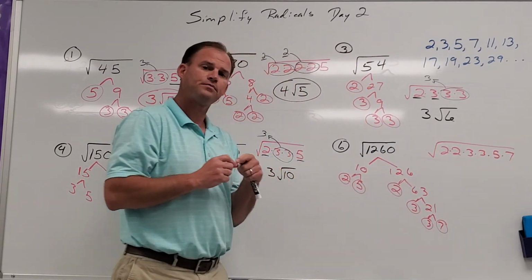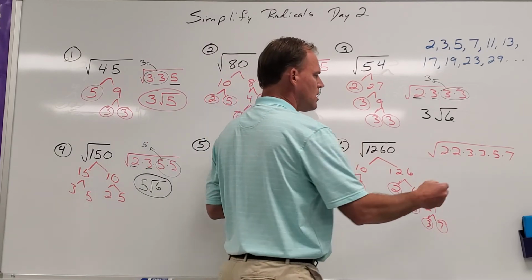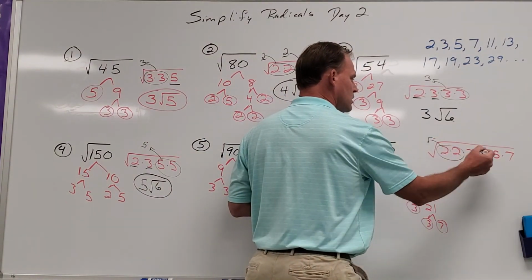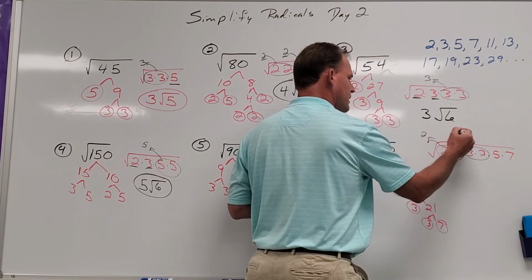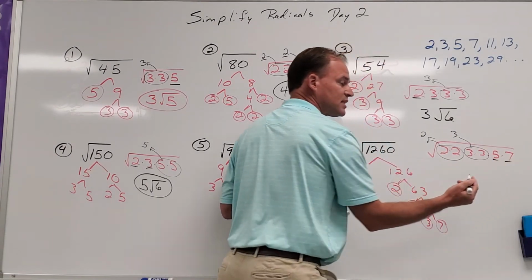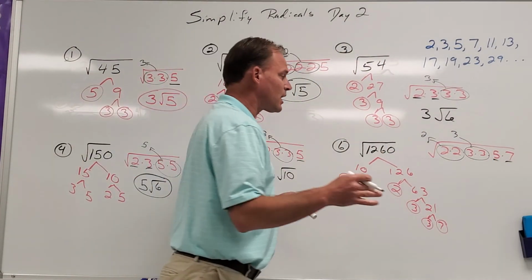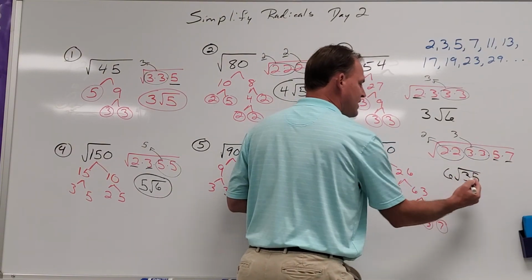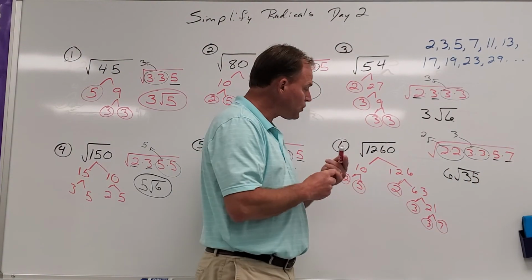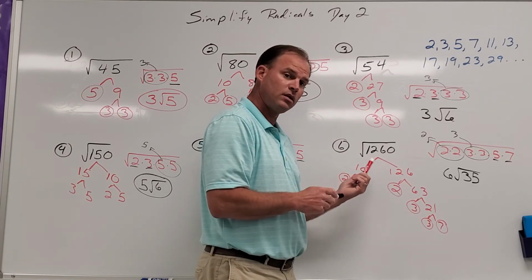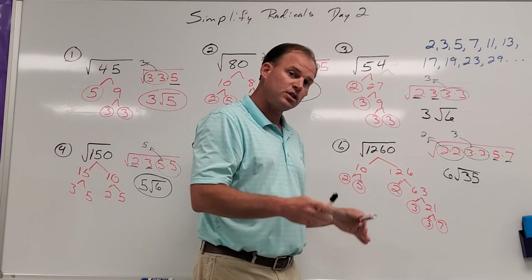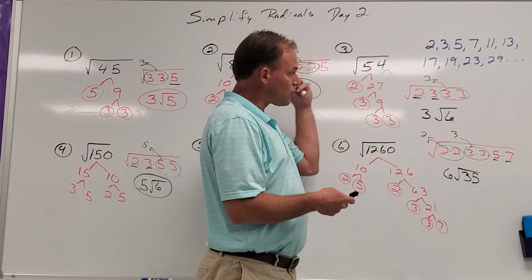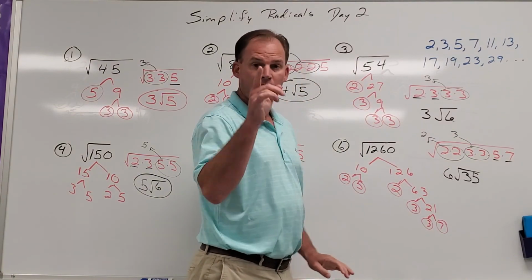So there we go. Find pairs. Pair of 2's. Pair of 3's. Makes a 2 and a 3 on the outside. 5 and a 7, no partners, not going anywhere. 6 root 35. So that big old number that you were scared of, be patient, go with what you know, learn the tricks that we've gone through, and you're going to be just fine.